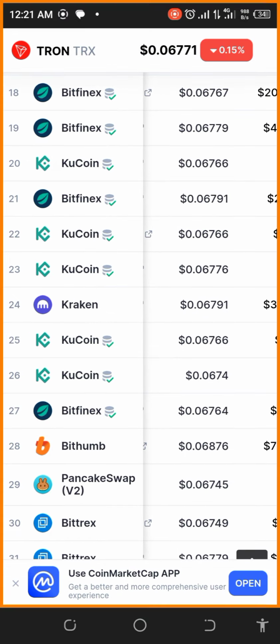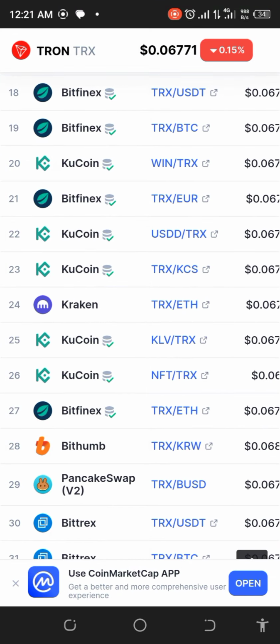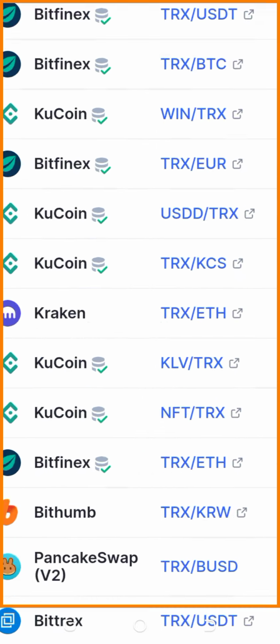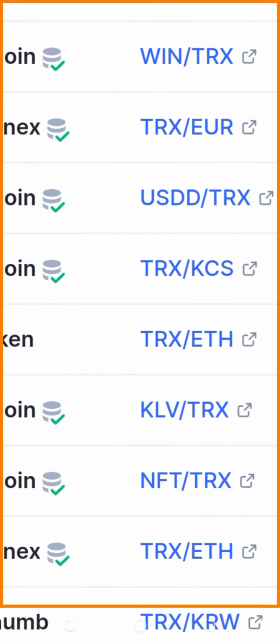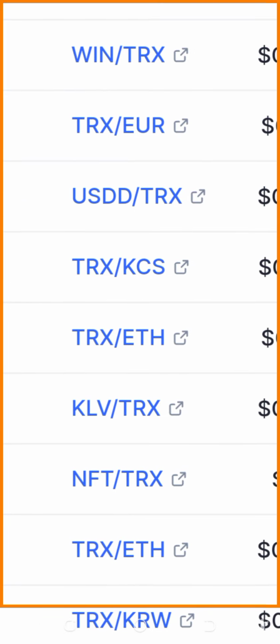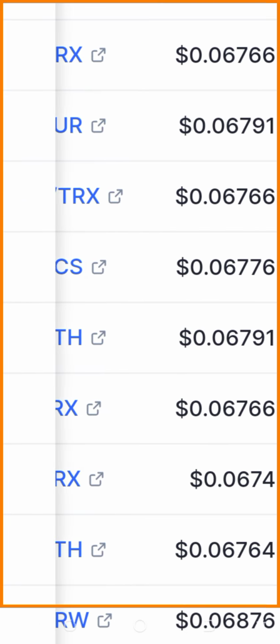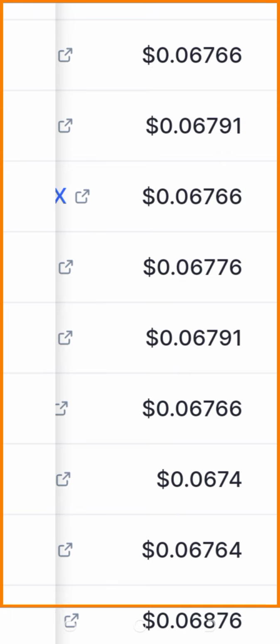So for instance, if you wanted to find out about KuCoin, let's check KuCoin here, the price of this TRX. You can see this is KuCoin here. Let me just enlarge this so you can see it. We have KuCoin and we have USDD. I've not even heard of that before. USDD/TRX. What's the price? The price is 0.06766.